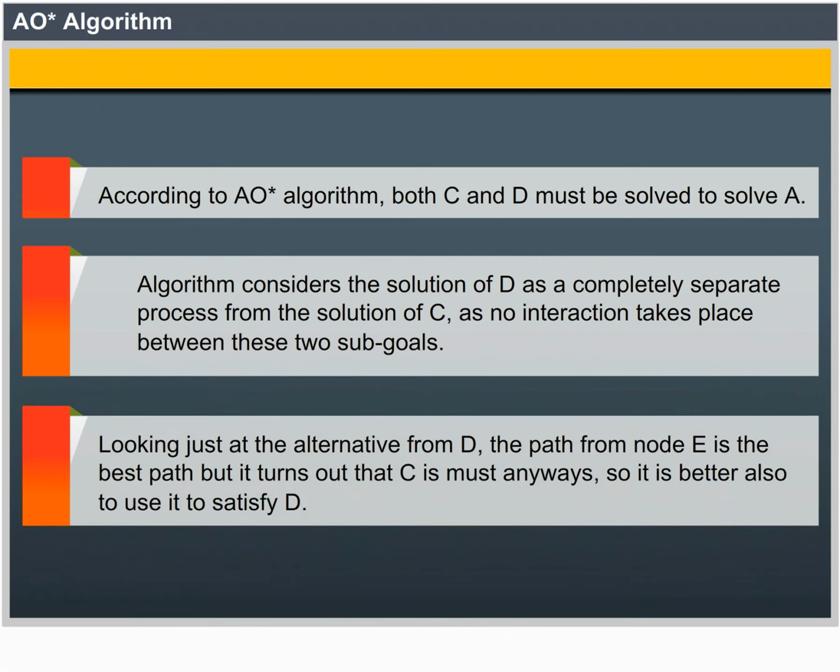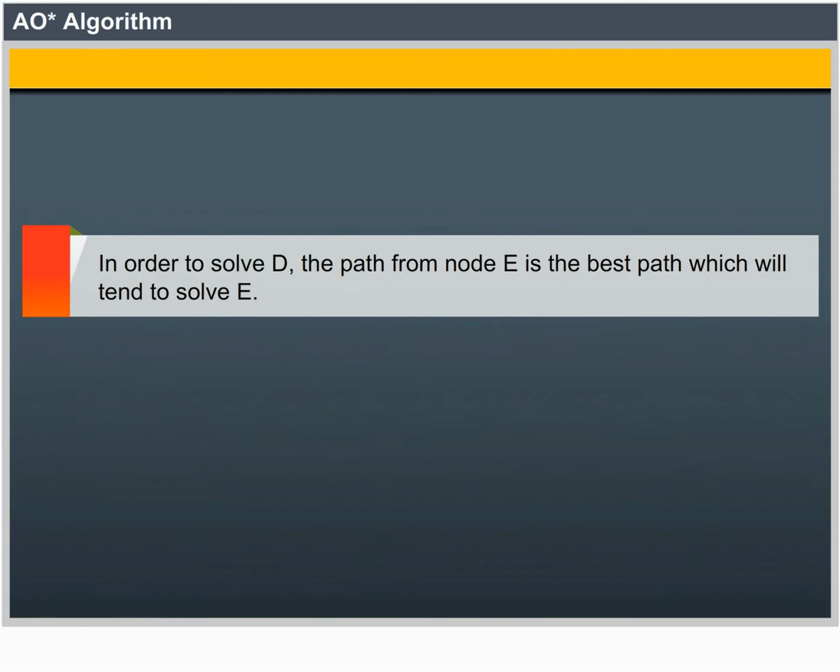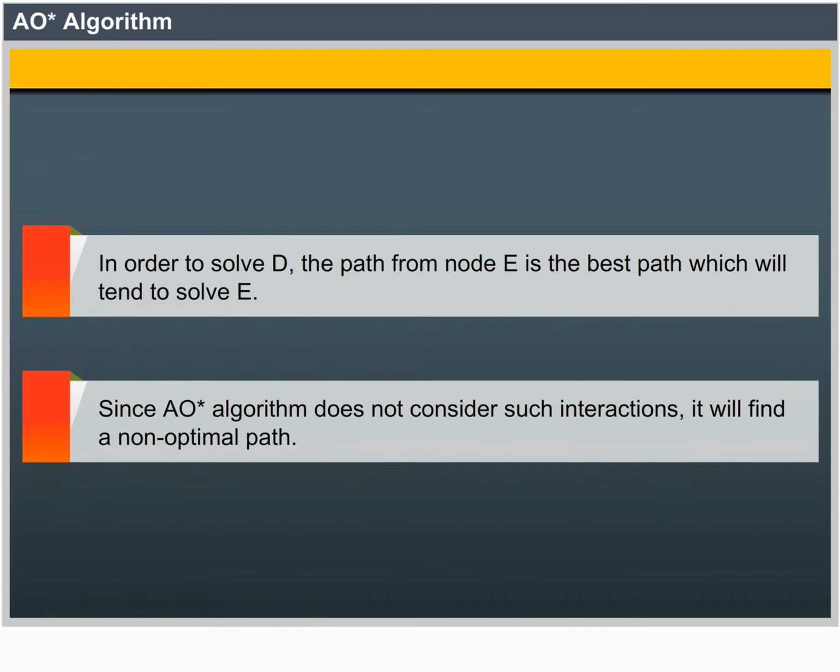Looking just at the alternatives from D, the path from node E is the best path. But it turns out that C is a must anyway, so it is better to also use it to satisfy D. In order to solve D, the path from node E is the best path, which will tend to solve E. Since the AO-star algorithm does not consider such interactions, it will find a non-optimal path.